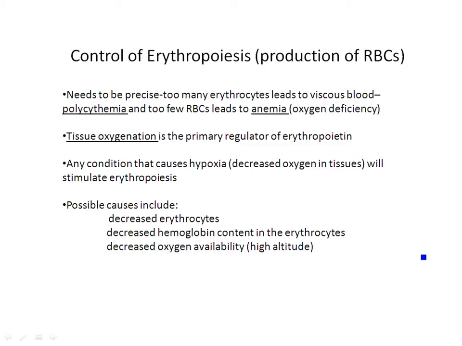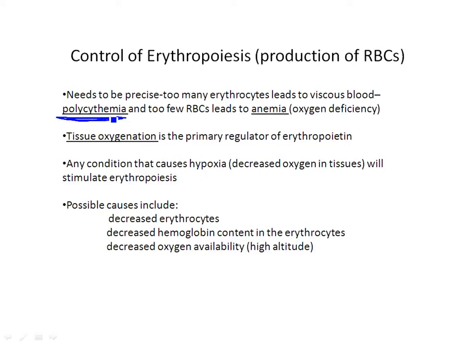Okay, well, what controls erythropoiesis, or the production of red blood cells? You really want this to be a precise thing, because if you make too many red blood cells, then your blood's going to start getting thick and viscous like syrup. I don't want my blood thick and syrupy, because that means it's not going to be moving around the way it should, and it's going to cause problems. So when you get too many red blood cells, you get something known as polycythemia. That can cause all kinds of problems, whether it's blood clots or just blood not moving around easily enough and getting to the tissues and perfusing them with oxygen.